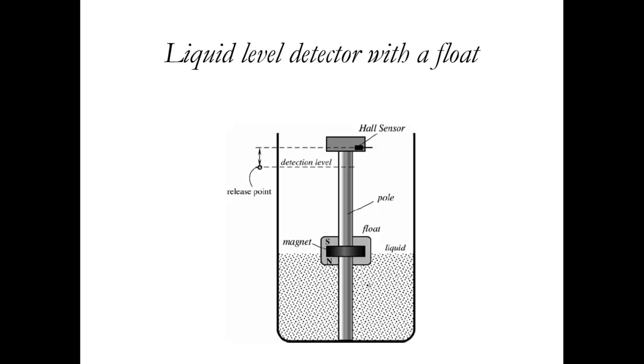So as the liquid level rises, this float will also rise, and there is a magnet provided on the float. So as it goes near to this detection level, the Hall effect sensor would actually detect this voltage as Hall effect voltage, and then we can send this signal to the controller so that the input to the tank is stopped, so that the overflow is avoided.